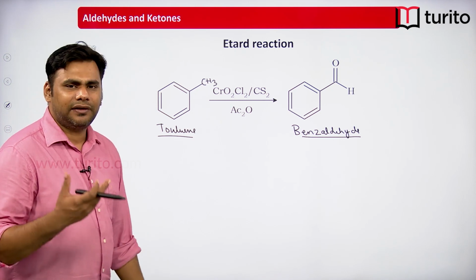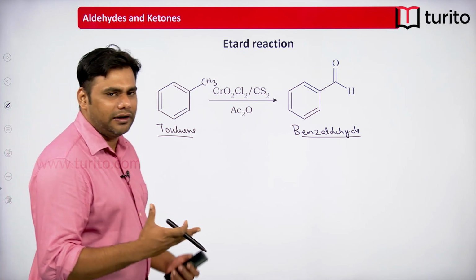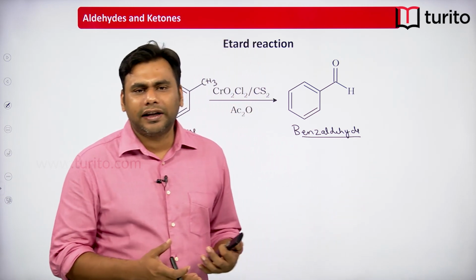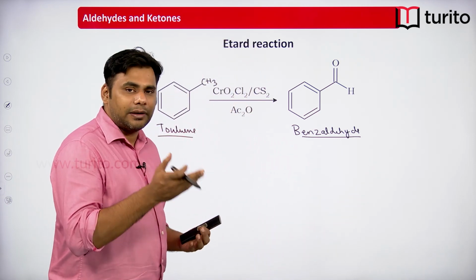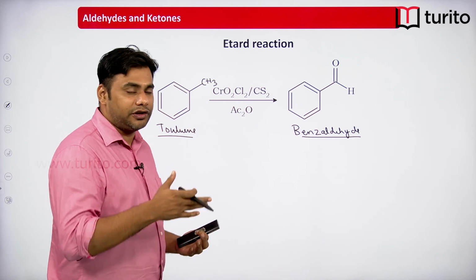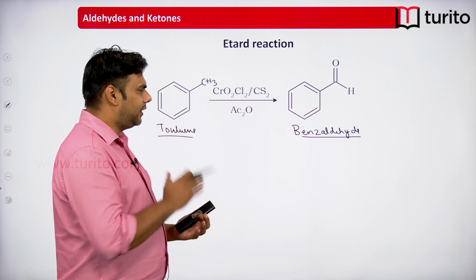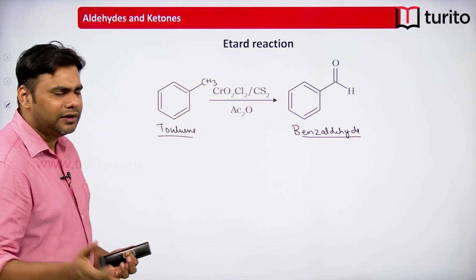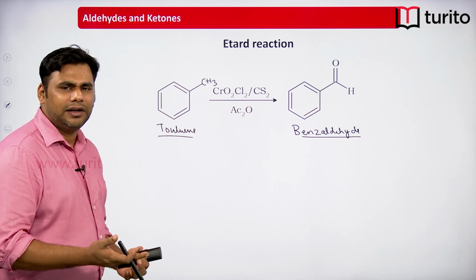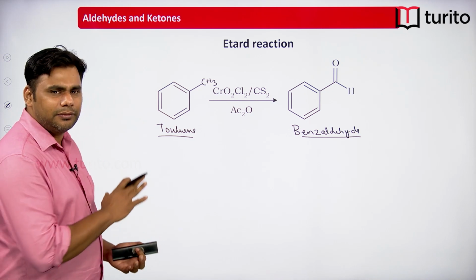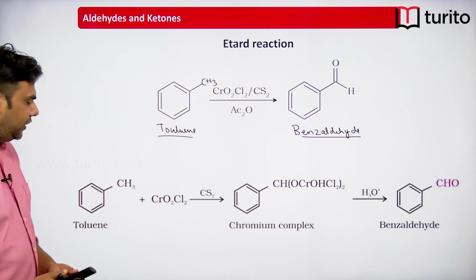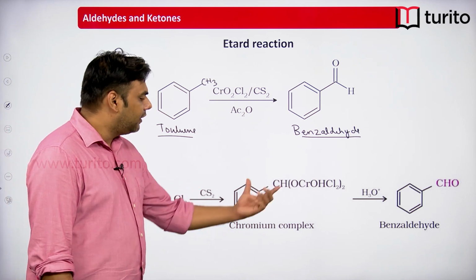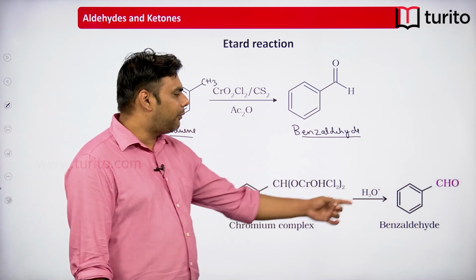Now this reaction mechanism has been given in different ways. Some scientists have said that this happens through a radical mechanism. Some have given a separate ene-type mechanism, which is also a sigmatropic mechanism. We are not going to enter into those mechanisms because they are generally not asked. If you want, you can refer to any good book and see the mechanism, but we are not going to discuss it because that is not part of JEE. So toluene on reacting with CrO2Cl2 in the presence of carbon disulfide forms a chromium complex, which upon hydrolysis gives us benzaldehyde.